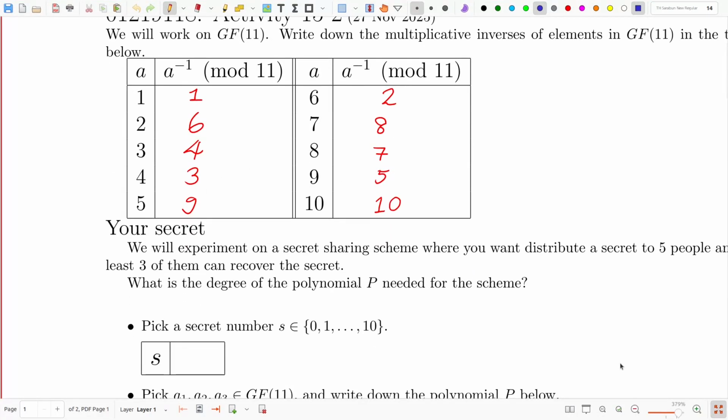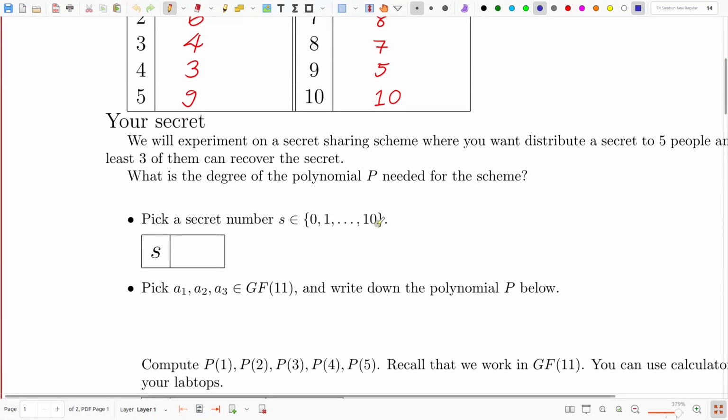Again, now you work with a pair, another student. If you have a group of 3 people, then you should somehow do it in a circle. First part, you have to come up with a secret and the polynomial. So let's pick some secret, some number from 0 to 10. Again, we mod 11. Don't pick 0, 0 will be too easy. So suppose I pick 5.